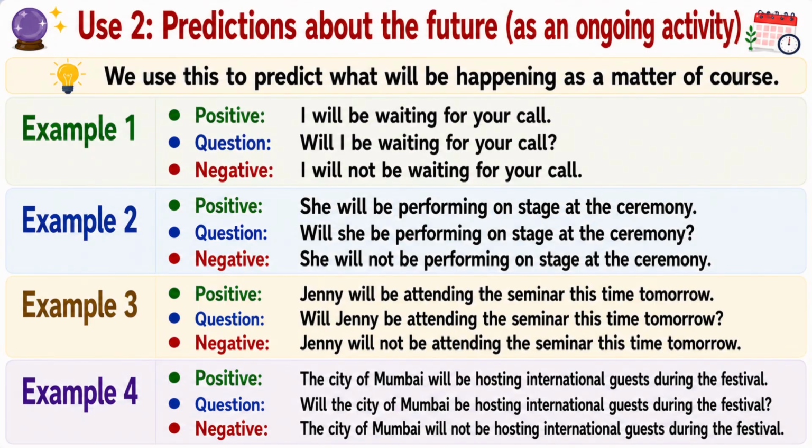Now the fourth example. The city of Mumbai will be hosting international guests during the festival. This means that during the festival, the city will be welcoming international guests. The question is will the city of Mumbai be hosting international guests during the festival? The negative sentence is the city of Mumbai will not be hosting international guests during the festival.